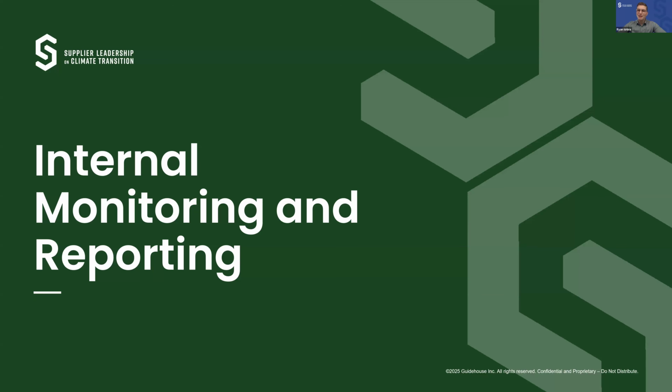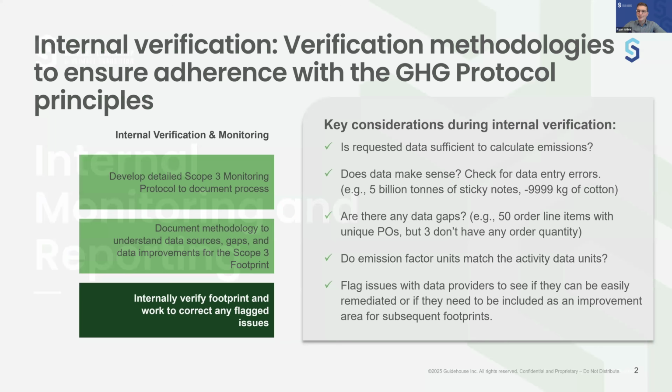Next, we will be continuing the conversation on internal monitoring and reporting. When conducting internal verification, you can ask yourself several questions to ensure your footprint is meeting the 5 GHG protocol principles. On the slide here, you can see that we've outlined some examples of the key considerations that can help you identify potential problem areas in your footprint.